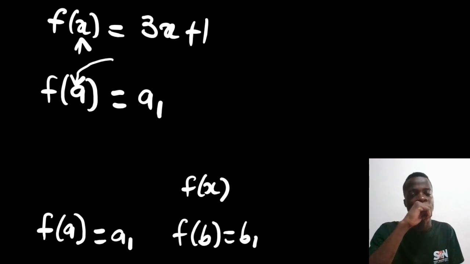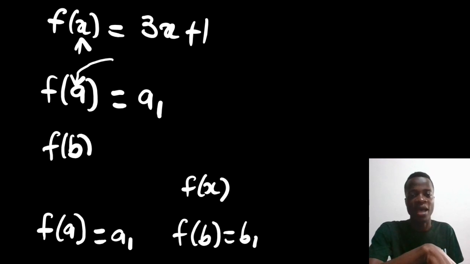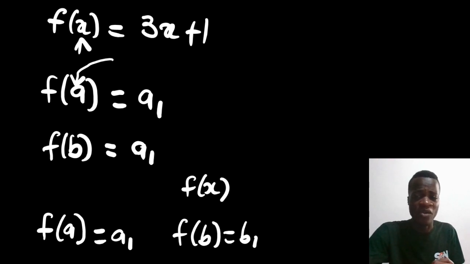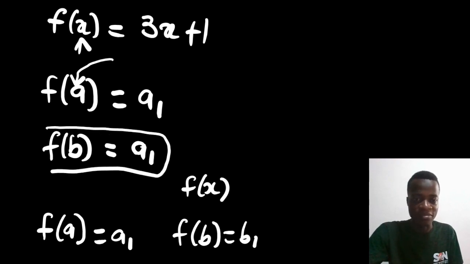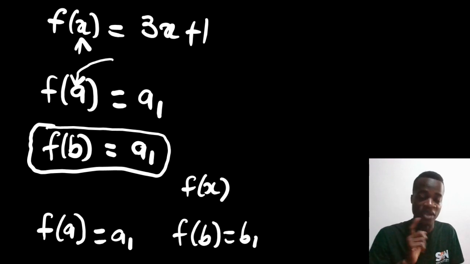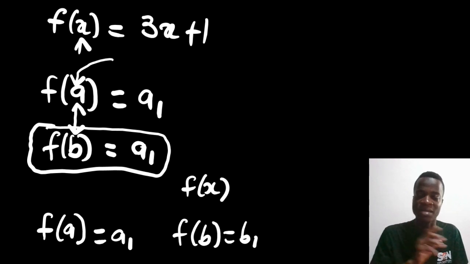Now, for other functions, if you put another thing inside, like f of b, there are other functions that exist where it's possible to get A1. But for a one-to-one function, if the function is one-to-one, it means that f of b can only give birth to A1 only if A is the same as B. You cannot be another thing and give birth to A1 again. It doesn't happen for one-to-one functions.